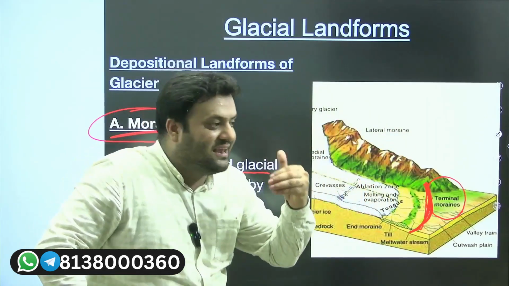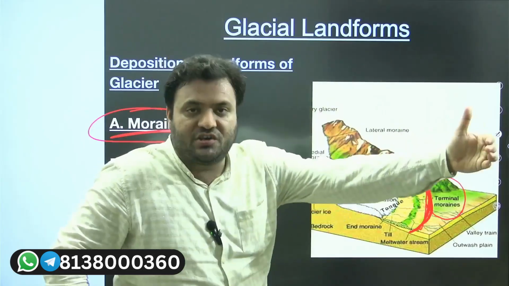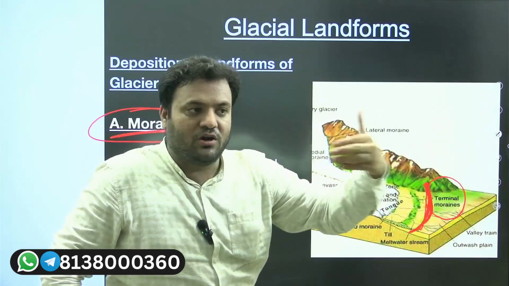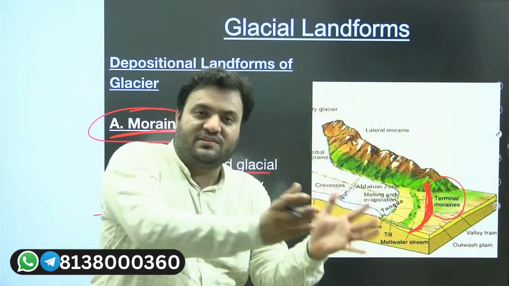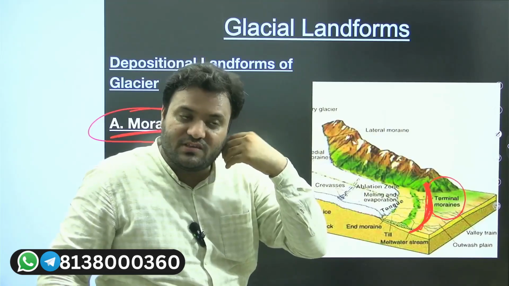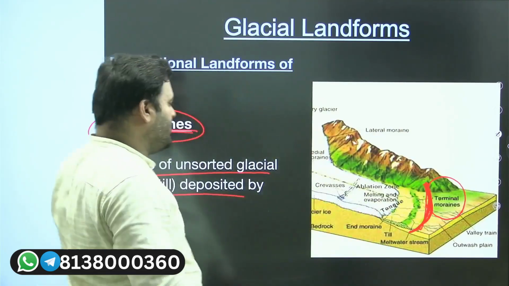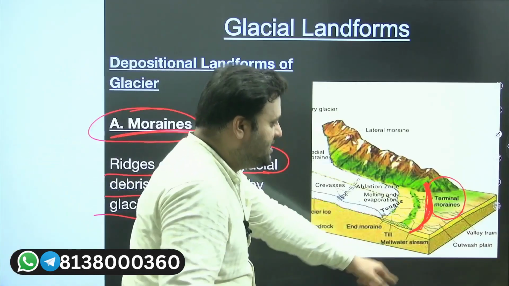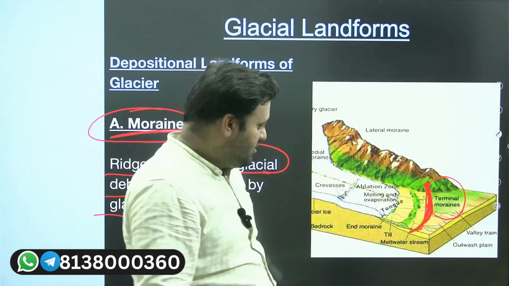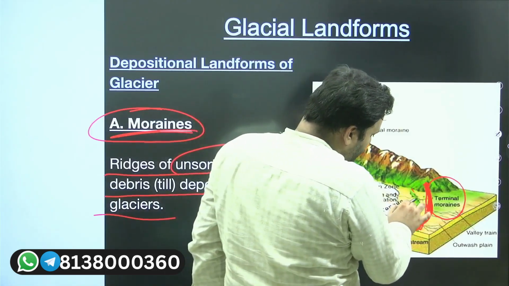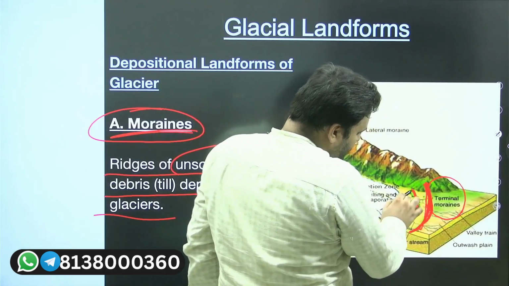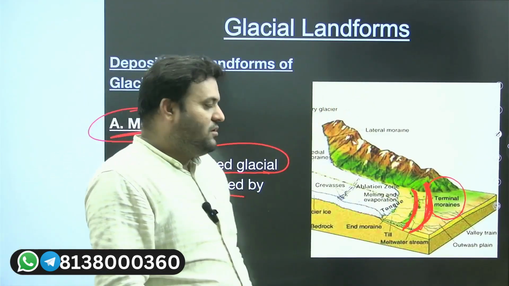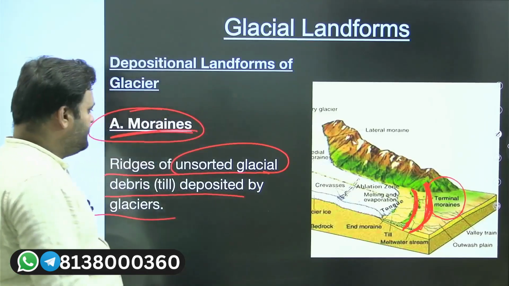The last extent to which the glacier can lead to the deposition will be called terminal moraine. Terminal means end, and moraine means some sort of deposition of rock debris, the unsorted glacial debris. When they are deposited here, they will be called terminal moraines. They are like an arc kind of shape, and they are full of deposition of rock debris. Gravels will be here.